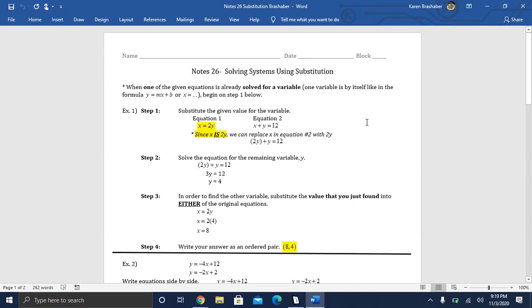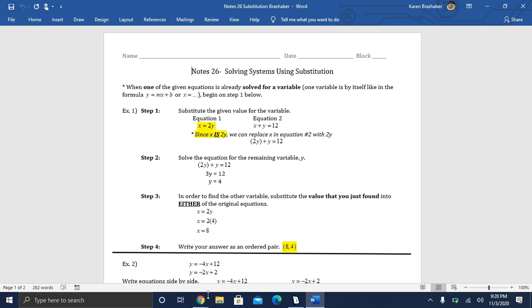Hello, students. Welcome back. We are working on our notes 26, and this lesson is about solving systems of equations using a new method called substitution. Now, I wanted to remind you what systems are. Systems are where you have two equations. You'll see I'm hovering over x equals 2y, and then a second equation, x plus y equals 12.